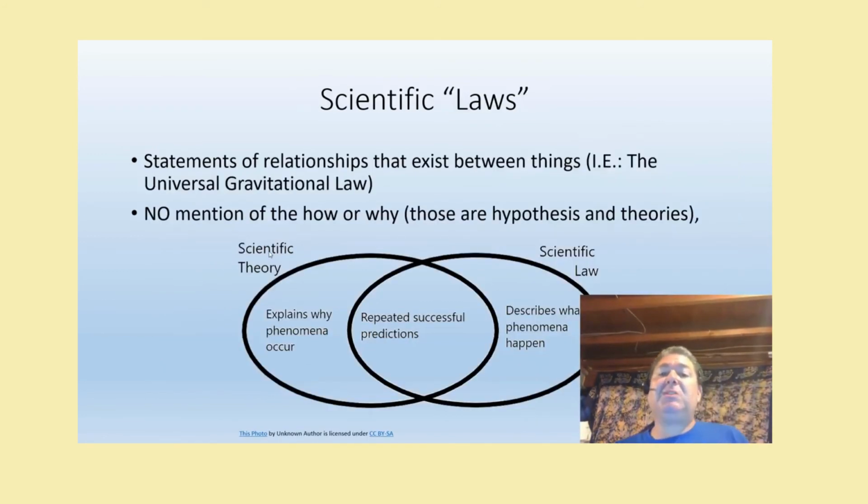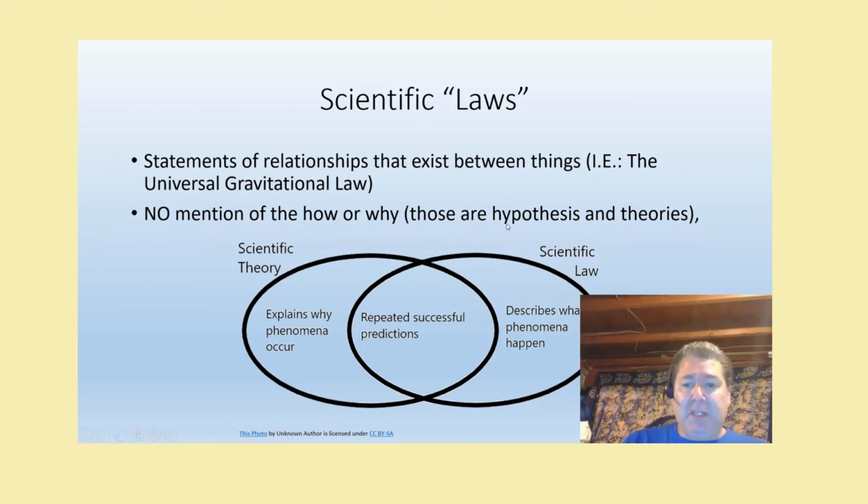Now let's talk a little bit about scientific laws. Scientific laws are statements of relationships that exist between things. So the universal gravitational law, how gravity operates, or the ideal gas laws, or in a couple chapters we'll talk about Steno's laws. What we're really saying is these are statements of relationships that exist between things in our universe, but there is absolutely no mention of the how or the why. Those are the realm of hypotheses and theories.